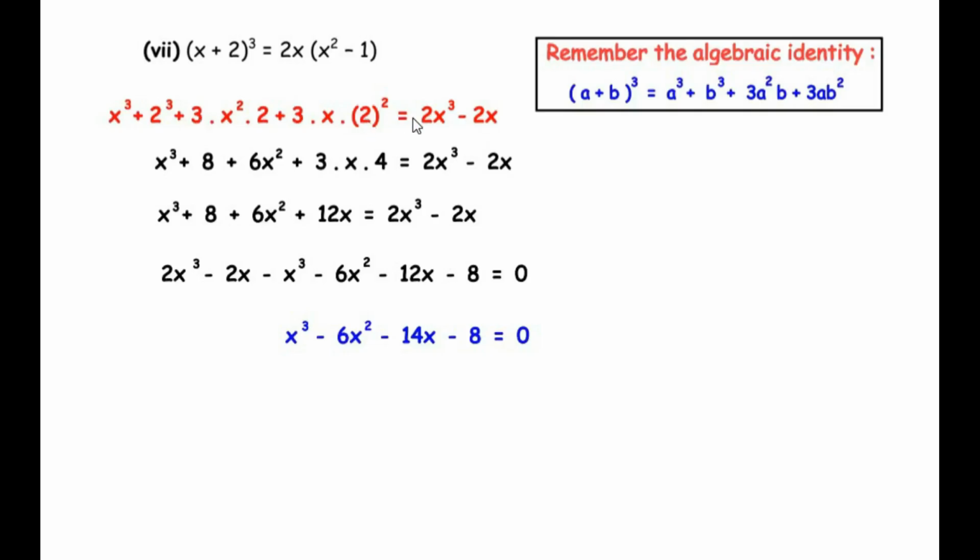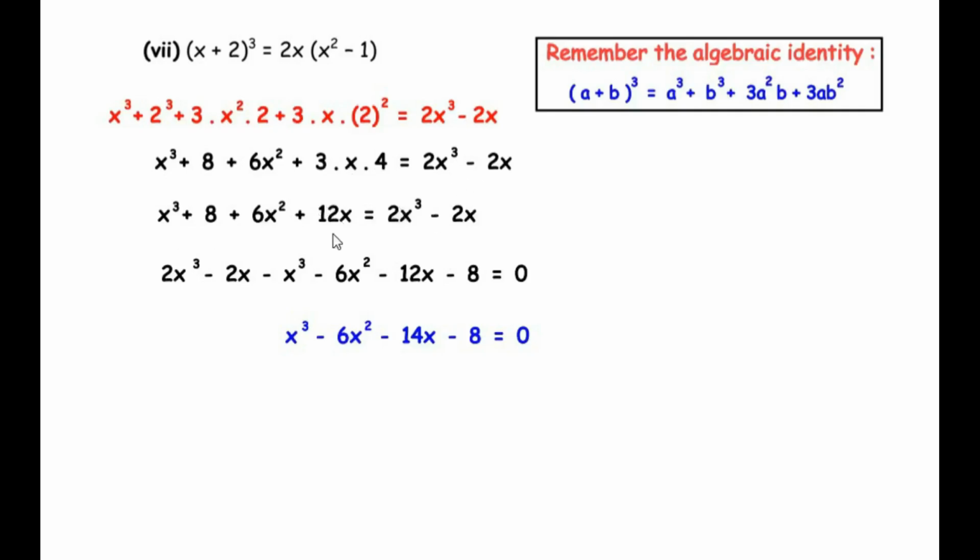Now let us simplify this equation. So we get x³ + 2³ is 8 + 3 times 2 is 6. So here we get the term as 6x² + 3 times x times 2² is 4 is equal to 2x³ - 2x. Now further simplifying this, we get x³ + 8 + 6x² + 3 times 4 is 12 and 12 times x gives us 12x is equal to, now the right hand side stays the same.